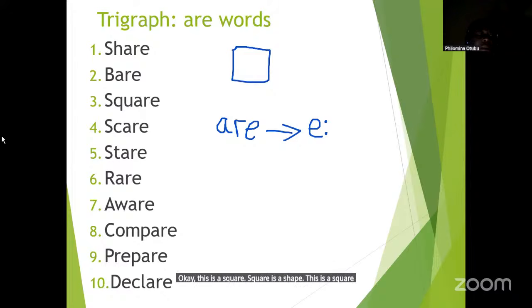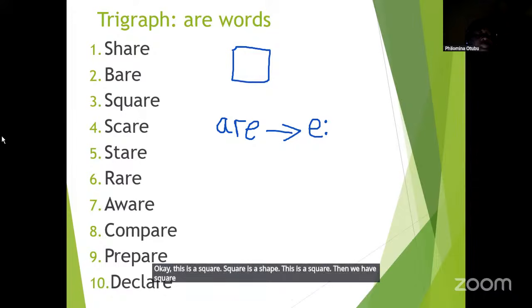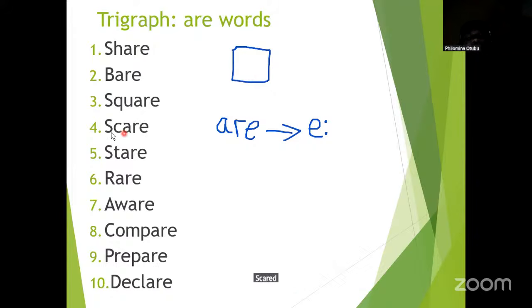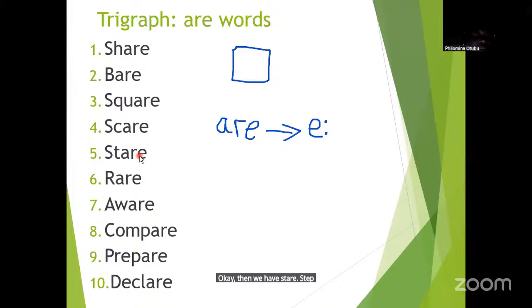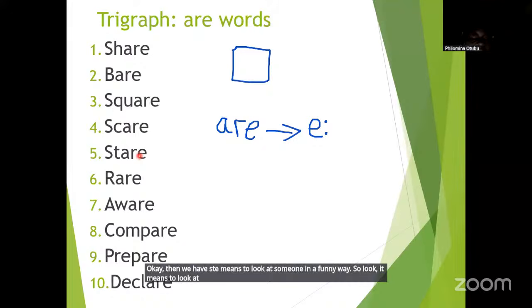Then we have scare. Scared means for someone to be afraid. When someone is afraid, why are you afraid? Oh, I'm scared. Why are you afraid? Scared. Then we have stare. Stare means to look at someone in a funny way. So it means to look at someone.